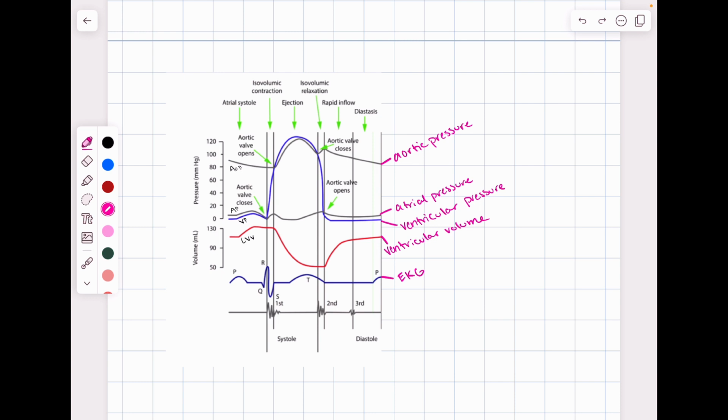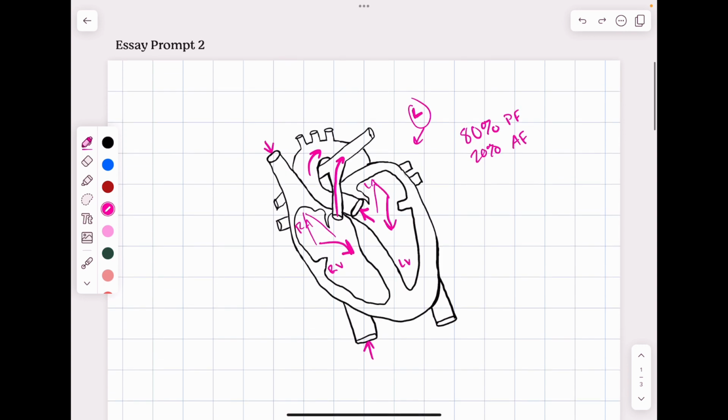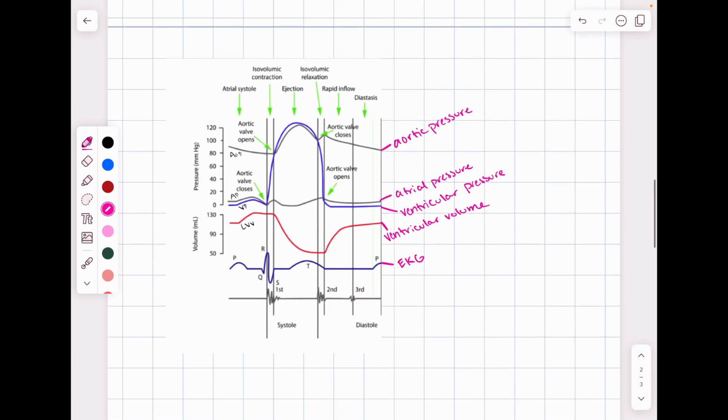So the next we have the ejection phase, which is going to be this right here. So in the ejection phase, the aortic pressure on the other side of the aortic valve is around 80 millimeters of mercury. So say this is the aortic valve right here. This side of it is going to be 80 millimeters of mercury. So in order to push blood through the aortic valve, to open the aortic valve, the pressure in the ventricles has to overcome the aortic pressure in order to open that aortic valve and eject blood to the rest of the body, which is what we want.